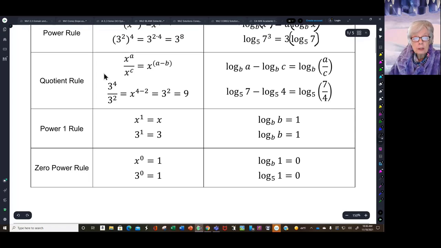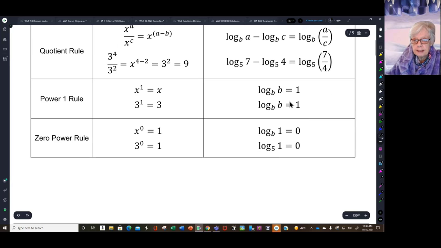That's very, very similar to this rule for exponents, that when the bases are the same and you're dividing, you subtract the exponents. x to the 1 power is x. We already know that. 3 to the 1 power is 3. That's called the power of 1 rule. Well, over here, look what you've got with logarithms. When the base and the argument are exactly the same, the exponent, that is the logarithm, equals 1. Why? Because this is the exponent, that's the base. So this says that b to the 1 power equals b, which you already know is true.